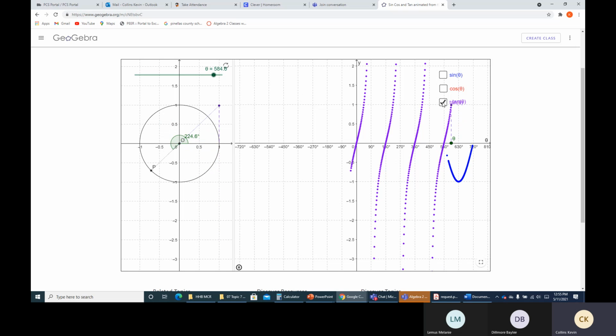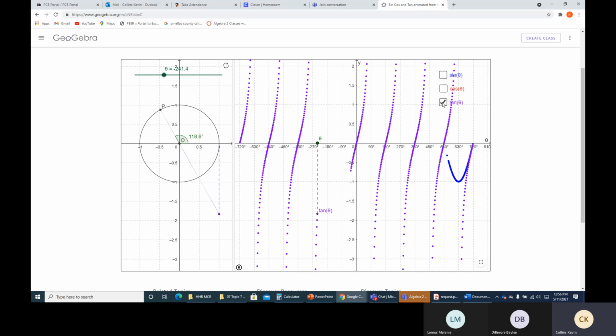So look at the weird things that are going on here with tangent. We get a bunch of wavy lines. The reason we get the wavy lines is, remember, tangent is sine over cosine. So anytime the cosine is 0, then our wave is undefined.